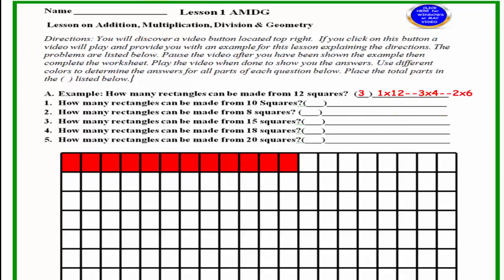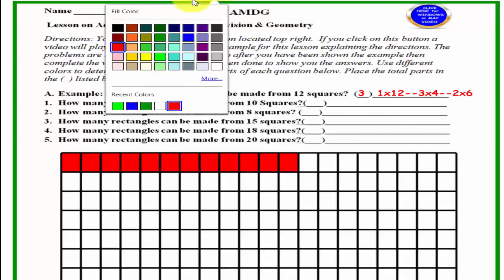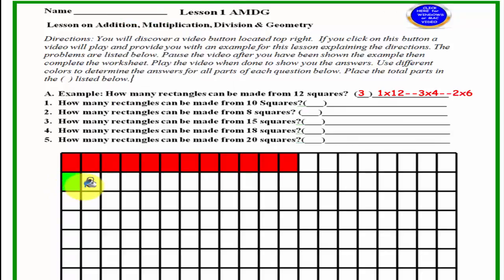Now the second one is 3 times 4. In this case here, I'm going to use green. Okay, for green, and we have to have 3 fours, right? That's equal to 12. So we have 1, 2, 3, 4. 1, 2, 3, 4. 1, 2, 3, 4. Okay, so 3 fours is equal to 12.